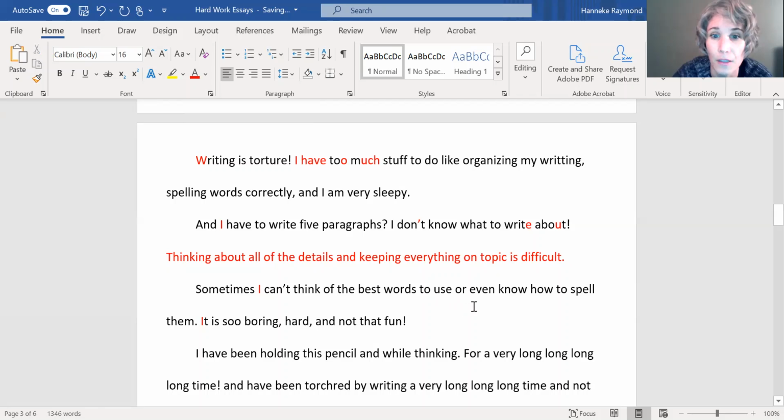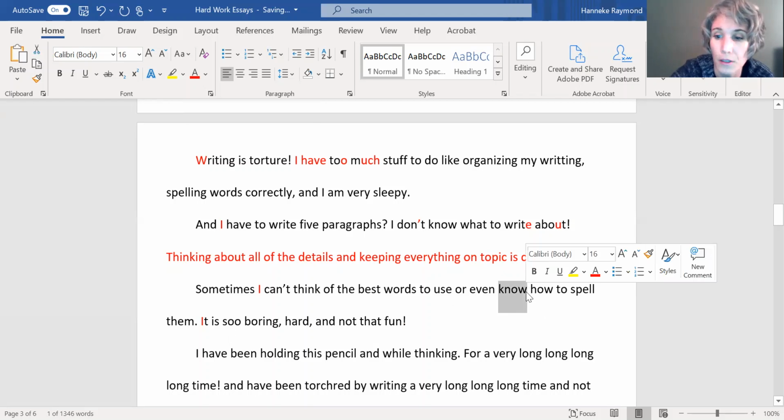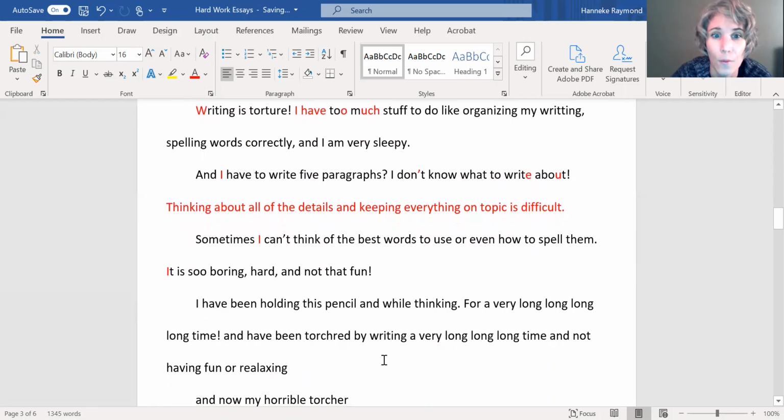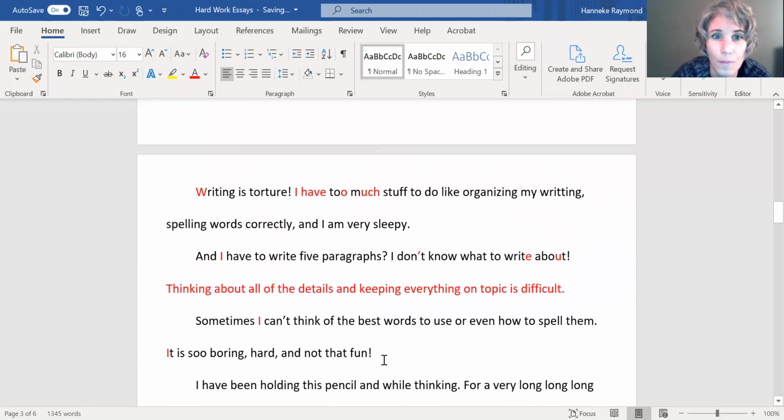Sometimes I can't think of the best words to use or even know how to spell them, or even take out the words how to spell them, because she already said I can't think of how to spell them. It is so boring, hard, and not that fun. Again, that's just 2 sentences. We might want to come back and add another one to develop that idea more.